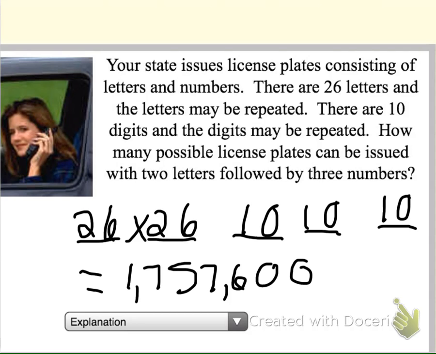So I put little slots for the different spots that you would have on your license plates. You're going to have 2 letters followed by 3 numbers. Because it said that both the letters and the numbers can be repeated, there are 26 choices in the first slot, 26 choices in the second, and then 10 in the third, 10 in the fourth, and 10 in the fifth. When you multiply all of those, you get 1,757,600.